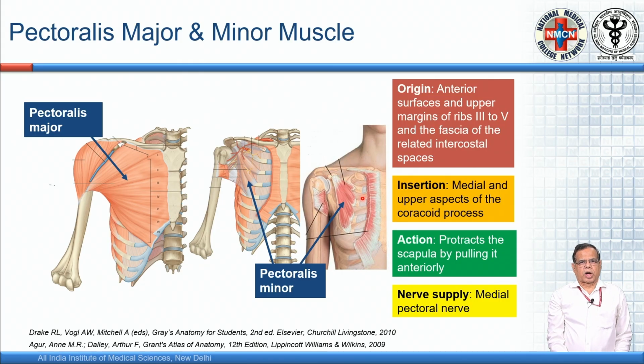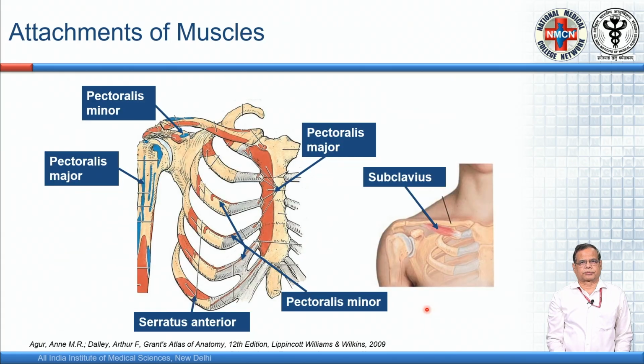The pectoralis minor protracts the scapula by pulling it anteriorly. What is the nerve supply? The pectoralis minor is supplied by the medial and lateral pectoral nerves.